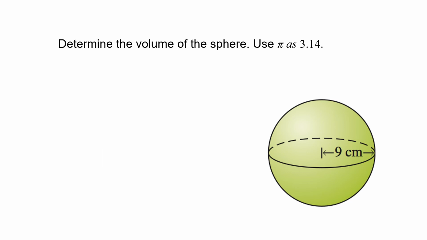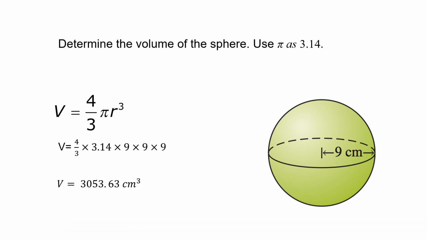Okay, let's try this one together now. The volume of our sphere equals 4/3 pi r cubed. In substituting our values for pi and r, we have 4/3 multiplied by 3.14 multiplied by 9 multiplied by 9 multiplied by 9, which gives us 3053.63 cubic centimeters.